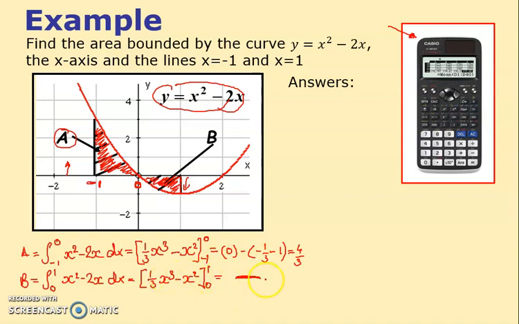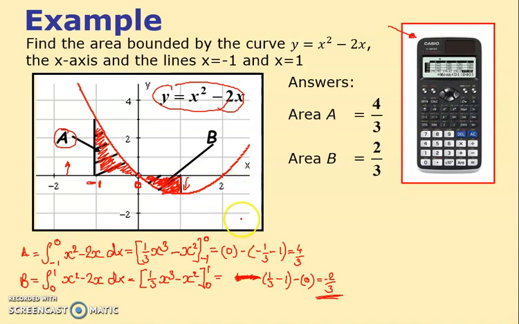So if I put 1 in, I will get a third of 1 cubed, which is 1, so a third minus 1, because 1 squared is 1. And I put 0 in, I get 0 out, as I've seen before. So a third minus 1 is actually minus 2 thirds. And I did predict that this answer would be negative. And it was negative. And notice it's negative because it's underneath the x-axis.